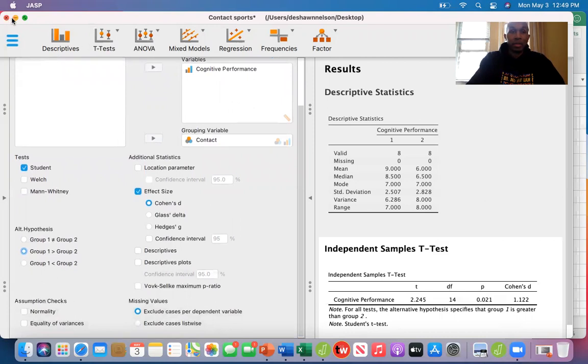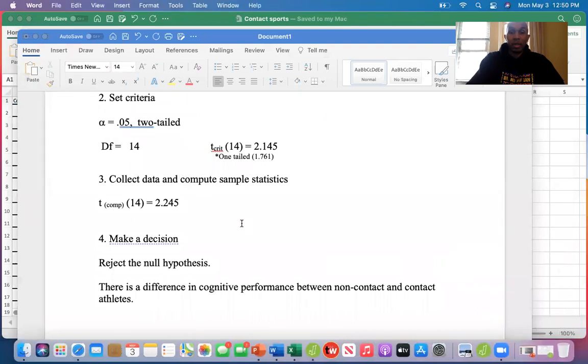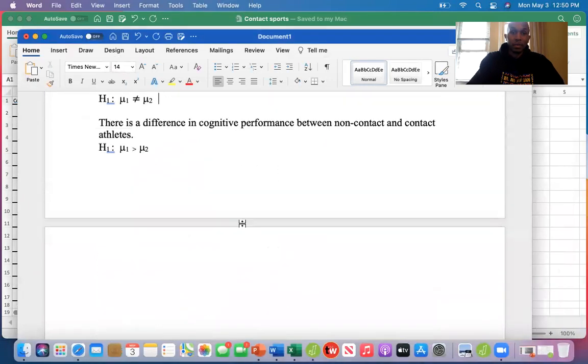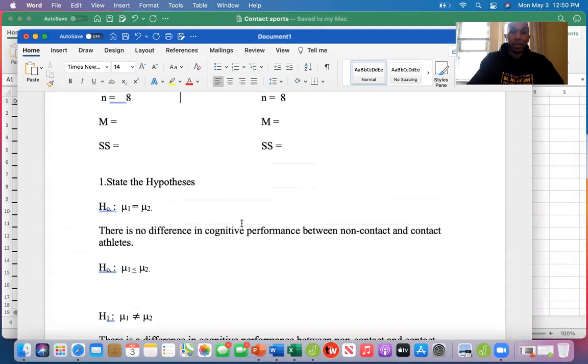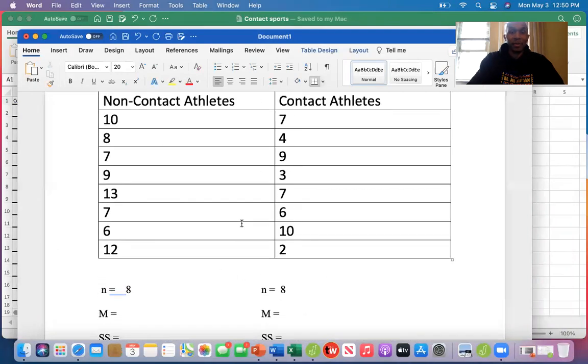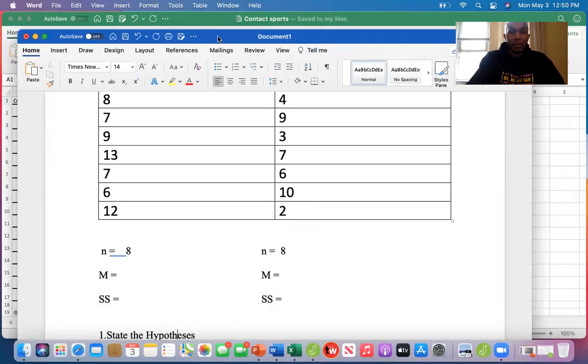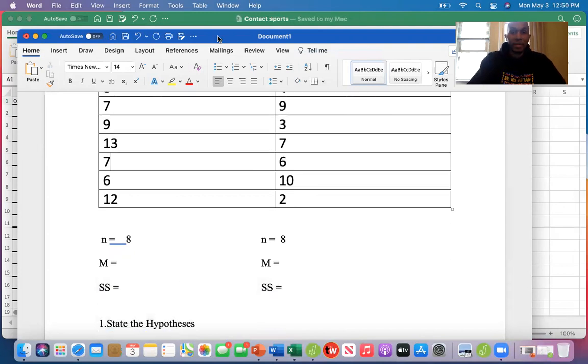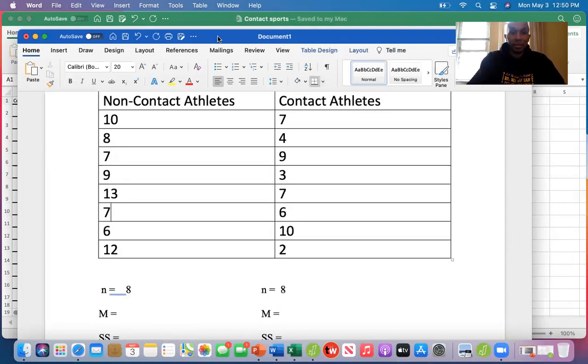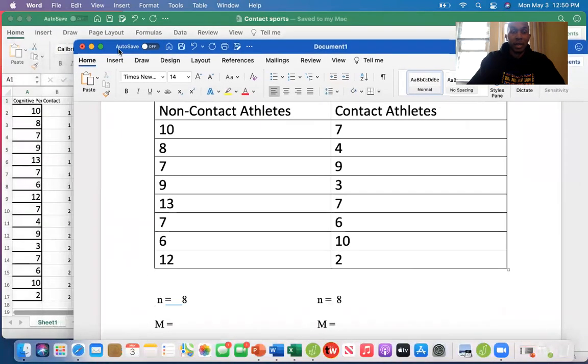All right, so these are our findings. This is enough to answer the question. If you don't wish to use JASP, how would you go about this? Okay, so now we're going to add some more steps. We're going to talk about just the value of T and the formulas, and I'm going to show you how you can compute T using this data.